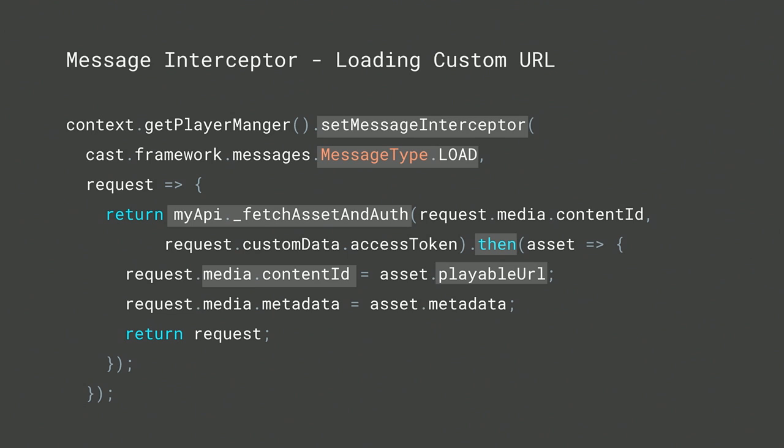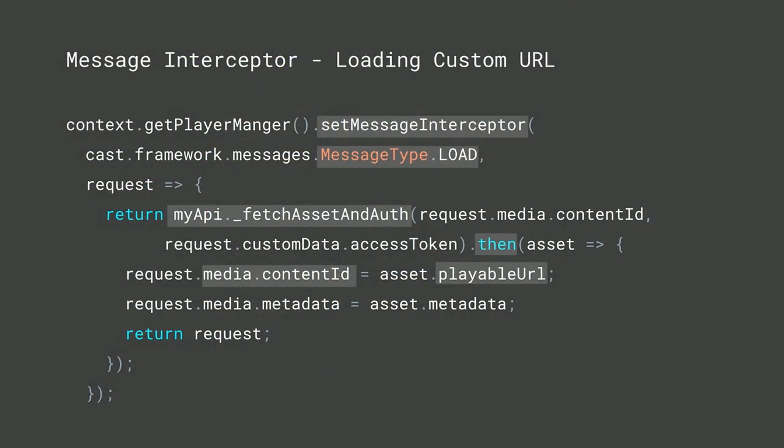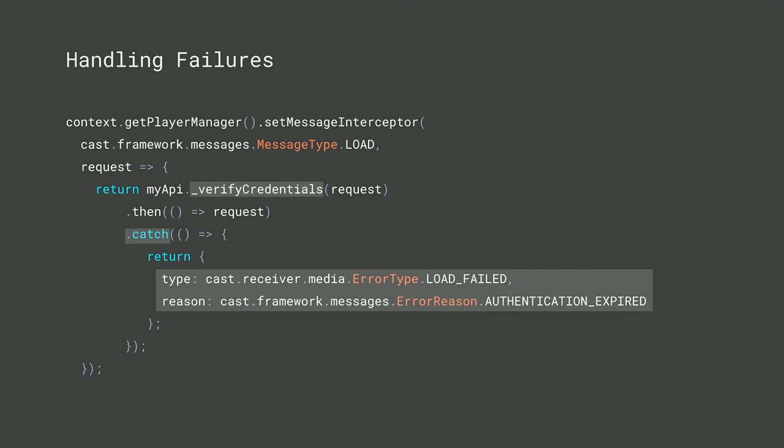And inside of the load request, I have a private API that I've written where I'm going to fetch those assets and figure out from the ID what URL I actually want to play. And then you can see here I'm able to use a promise, and when I get my response, I'll set my contents ID and then return it. And that's all you need to do.